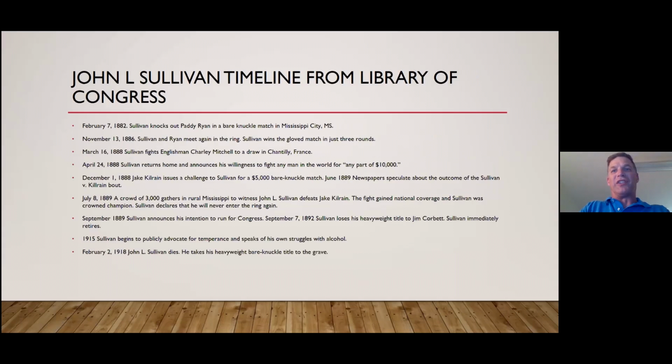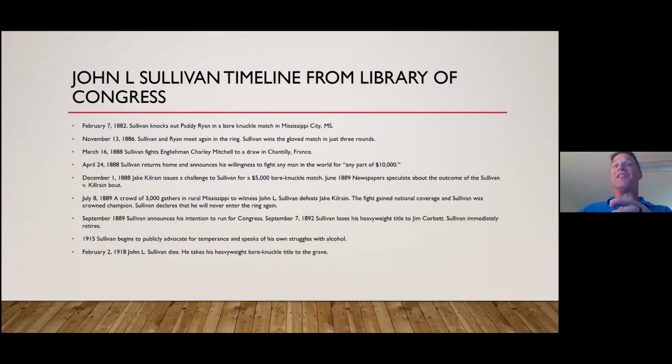So this is another example of something that they have there. They have his timeline. He's fighting in 1882. Look, he knocks out Patty Ryan in a bare knuckle match in Mississippi City, Mississippi, which is on the Gulf Coast. It actually was one of the original locations where they thought they might put the University of Mississippi before they decided to put it in Oxford. Mississippi City doesn't exist. I think it was between Gulfport and Biloxi and has now disappeared. In 1886, they meet again, and then Sullivan wins a glove match in 1886. So we're back into glove matches and stuff.